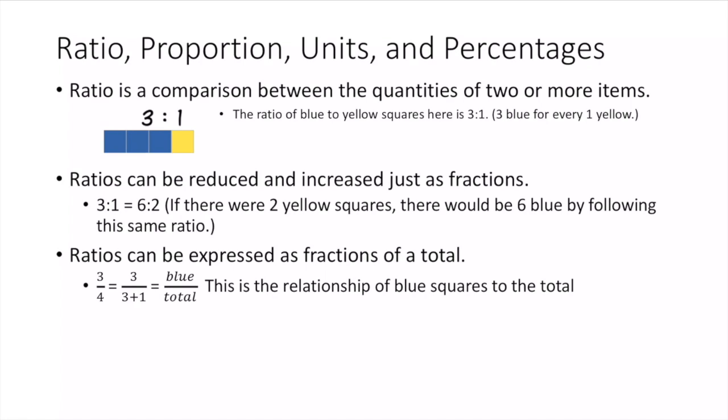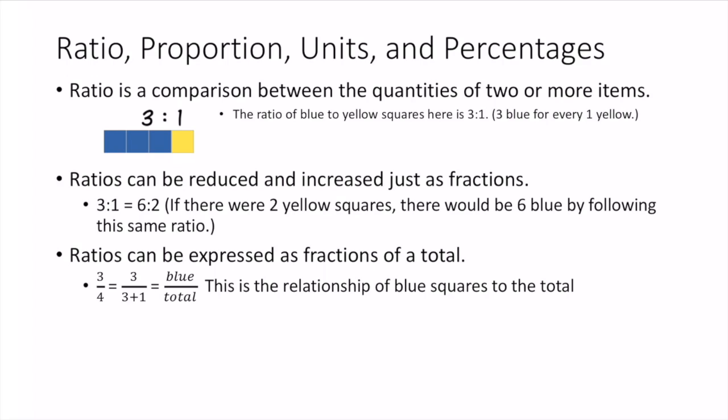Okay, so the first thing to talk about is ratio, proportion, units, and percentages. Okay, so a topic that you guys have done throughout your math education in school. So a ratio is just a comparison between two or more quantities, and represents how many of each are accounted for. So the ratio in this picture, the ratio of blue to yellow squares is 3:1. Okay, which means there's 3 blue for every 1 yellow square.